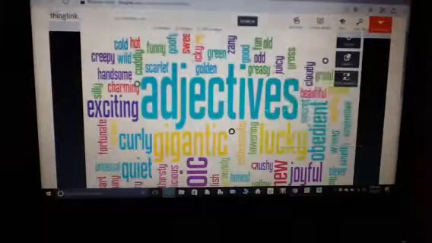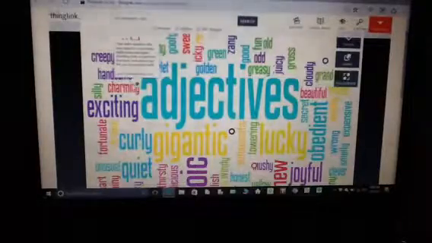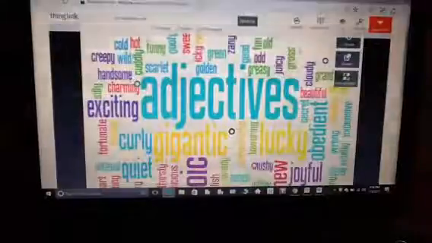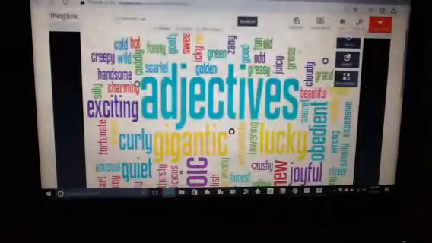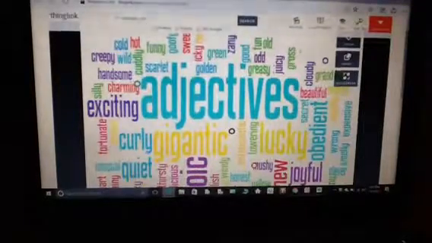Okay, there's the adjectives. You have the Kahoot. All you have to do is go to these circles. You click on them and you go from there. This is just kind of a fun way to study or to get a little bit more practice with coordinate adjectives before we have our quiz. All right, go for it.